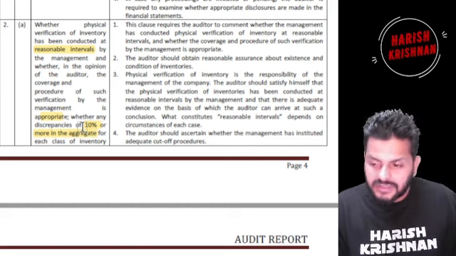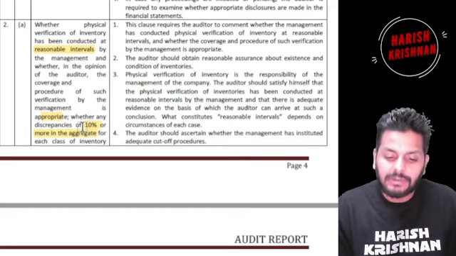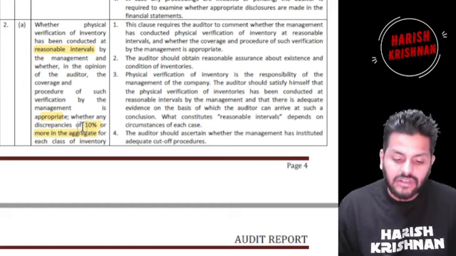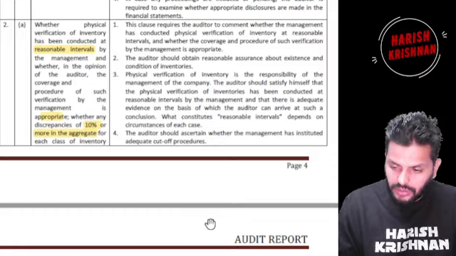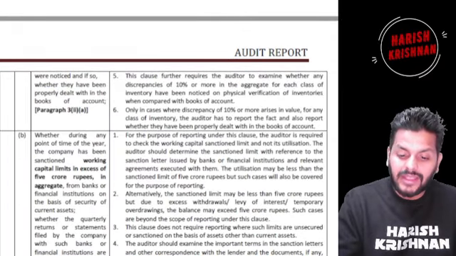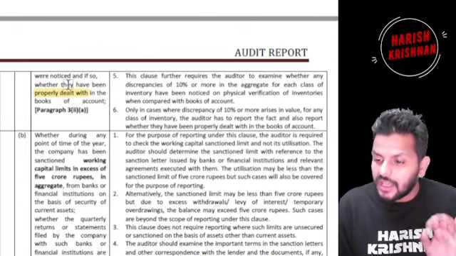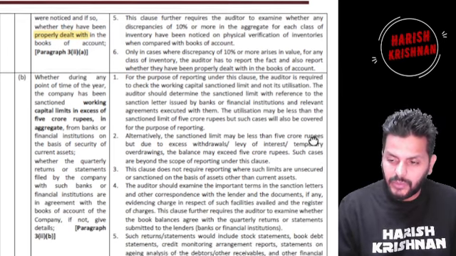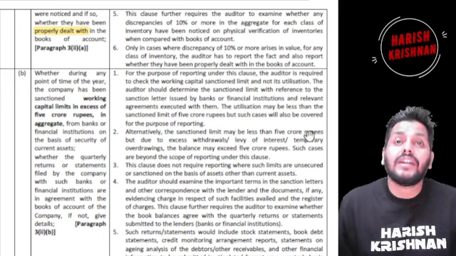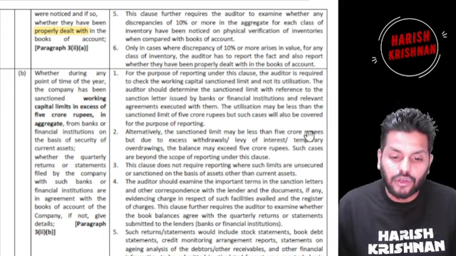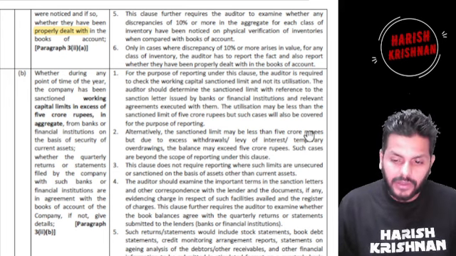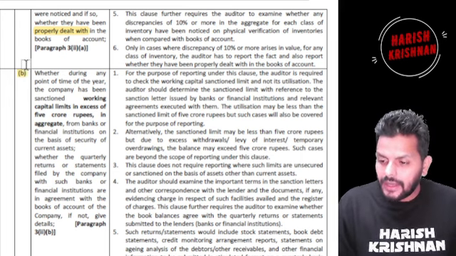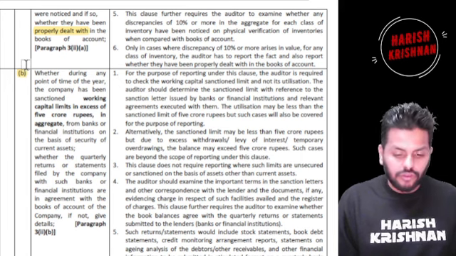Now, there were no numbers in the past, but now there is a mention of discrepancies of 10% or more in aggregate for each class of inventory, if noticed, and if so, whether they have been properly dealt with in the books of account. The question continues to remain the same, whether they have been properly dealt with in the books of accounts, but the clause now specifies discrepancies of 10% or more. Now, B is a completely newly added clause. I hope all of you are aware of the hypothecation of stock.